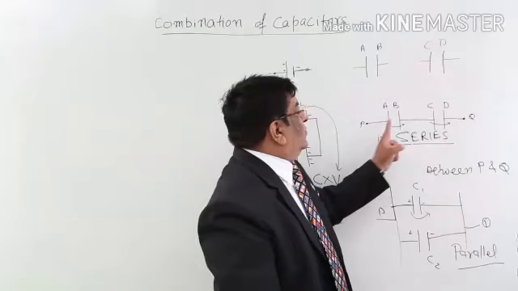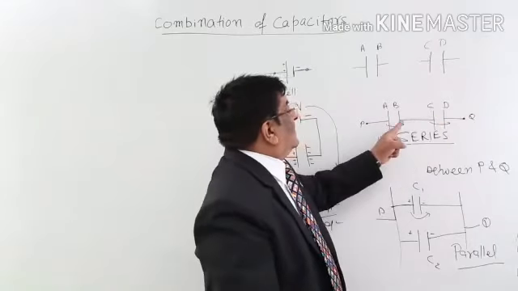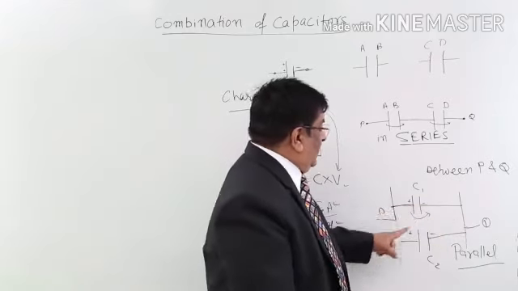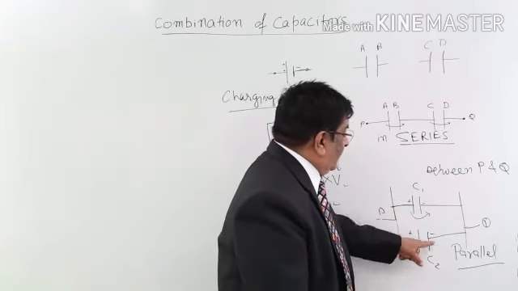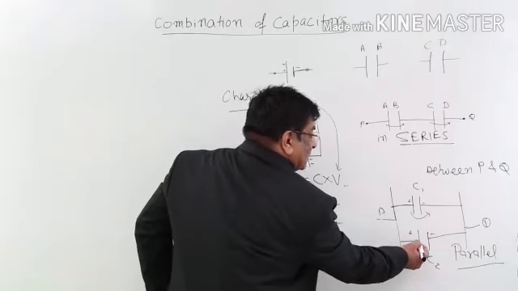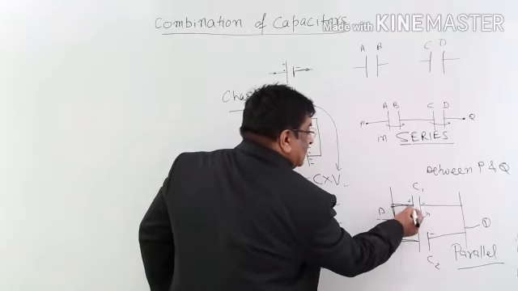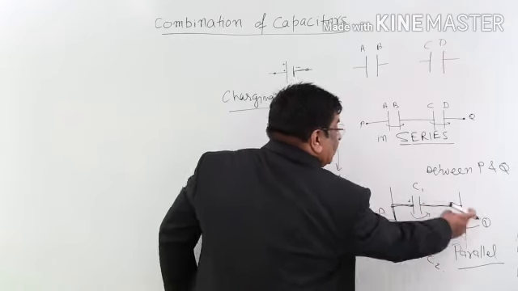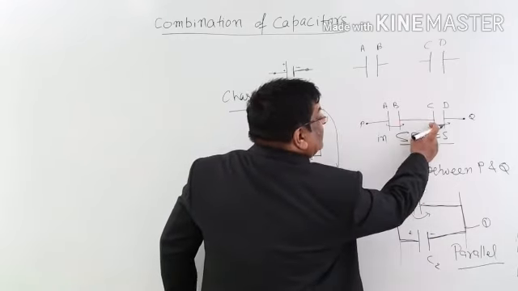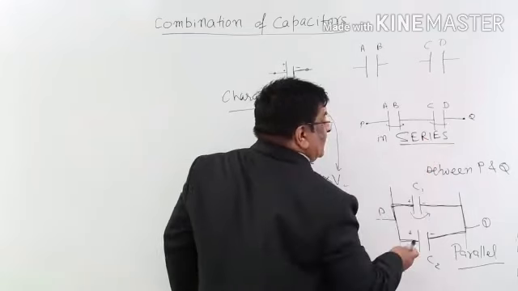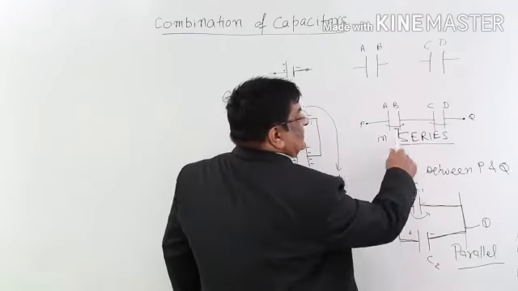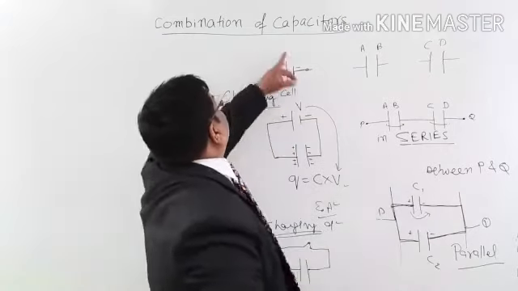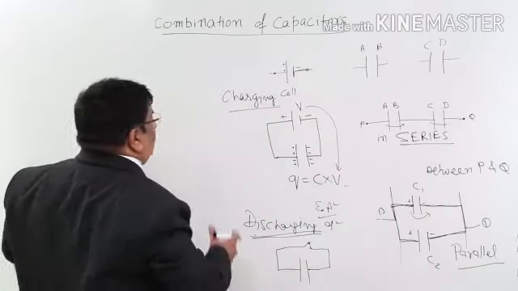So from P to Q there is a path, cross this, so these are in series. From P to Q there is only one in one path, there is only one in the other path. This plate is connected through a conductor with this, and this plate is connected through a conductor with this. Both are connected with both. Here one is connected with one, the other is not connected with the other one. So this is parallel, this is series. So this is the difference. These are the two types of combinations of capacitors.